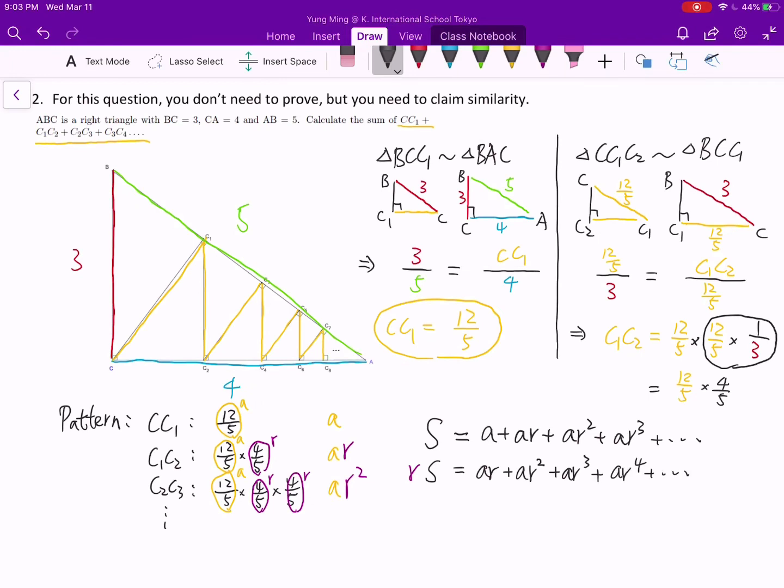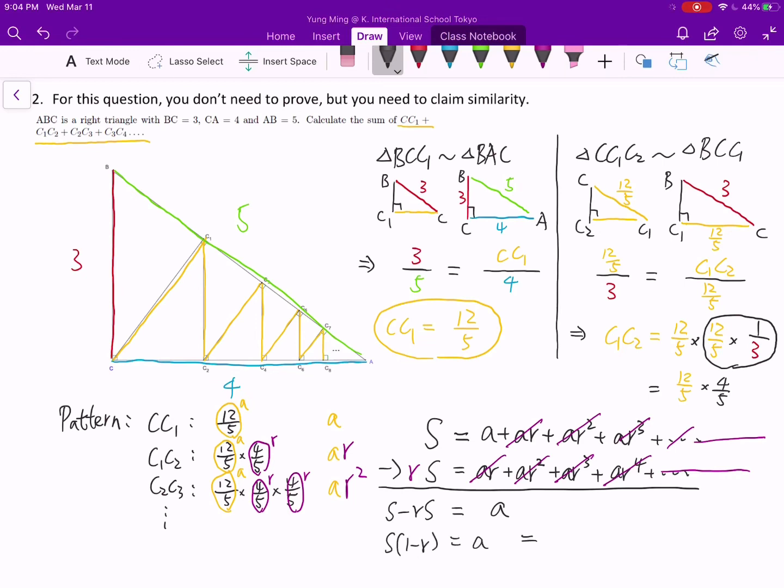What is so good about this is when you do the subtraction, left hand side minus left hand side, right hand side minus right hand side, on the left hand side it's easy: S minus RS. On the other side, you're going to see a lot of cancellations. The AR and AR cancel out, AR squared cancels out, diagonally. Someone is going to cancel out with my AR fourth, and eventually everybody else will get canceled out, supposing it goes on forever. So you're only left with A. If you factor out the S from the left-hand side, you get S times 1 minus R, which is equal to A. So your S is just equal to A over 1 minus R.